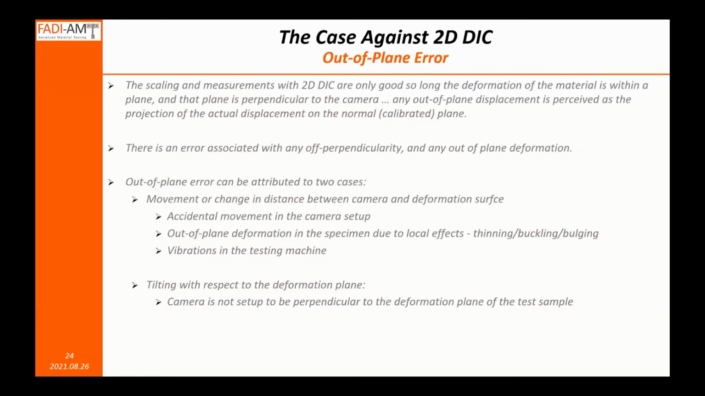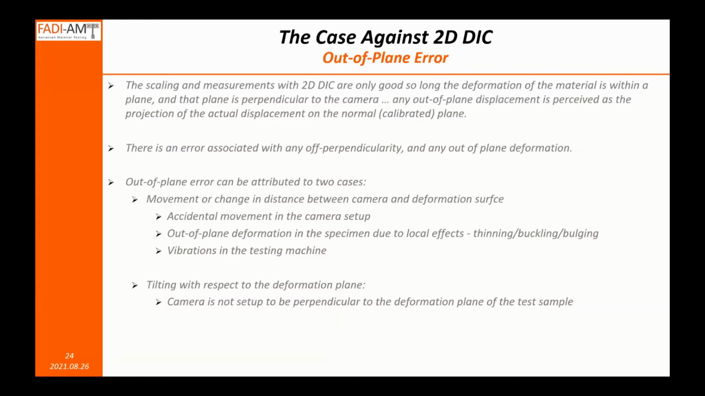Some other argument with this is vibrations in the testing machine, or thinning, buckling, bulging in the test sample. So we will try to address this in the next slide. But before that, let's talk about the second type of out-of-plane error, which is what we call tilting error. And this is, simply speaking, that when you set up your DIC camera, it wasn't 100% perpendicular to the sample.